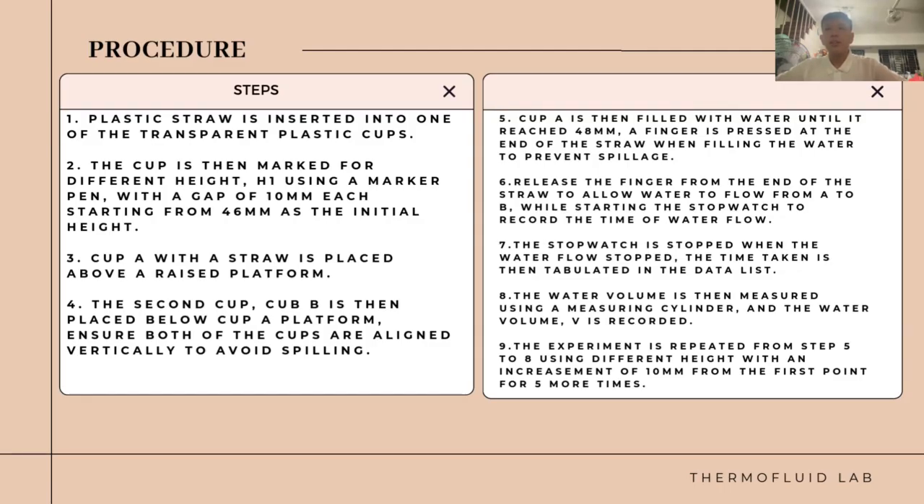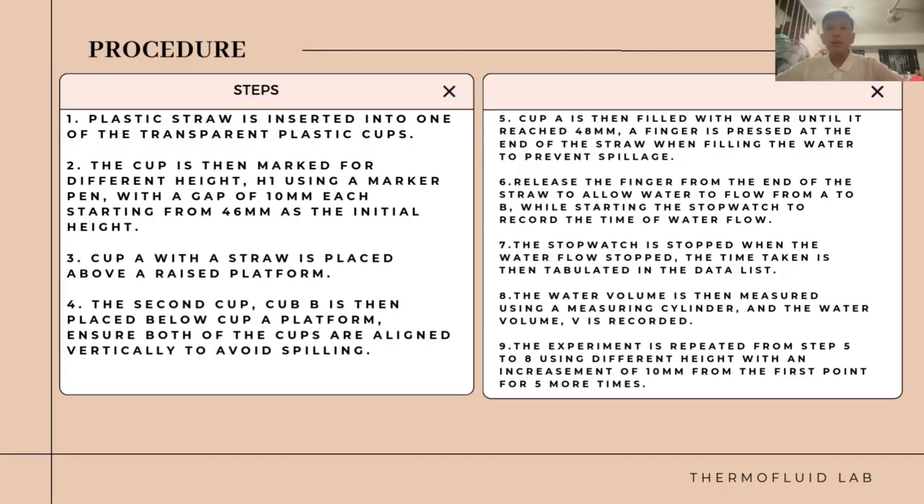Step 6. Release the finger from the end of the straw to allow the water to flow from A to B, while starting the stopwatch to record the time of the water flow. Step 7. The stopwatch is then stopped when the water flow stops. The time taken is then tabulated into our data list. Step 8. The water volume V is then measured using a measuring cylinder.